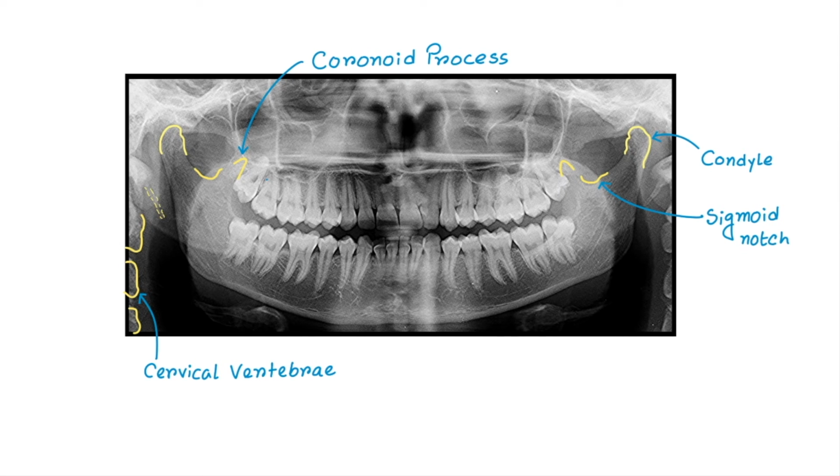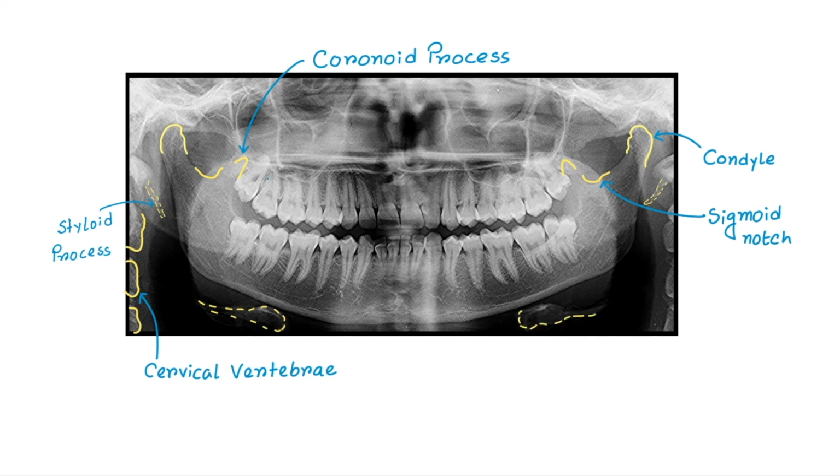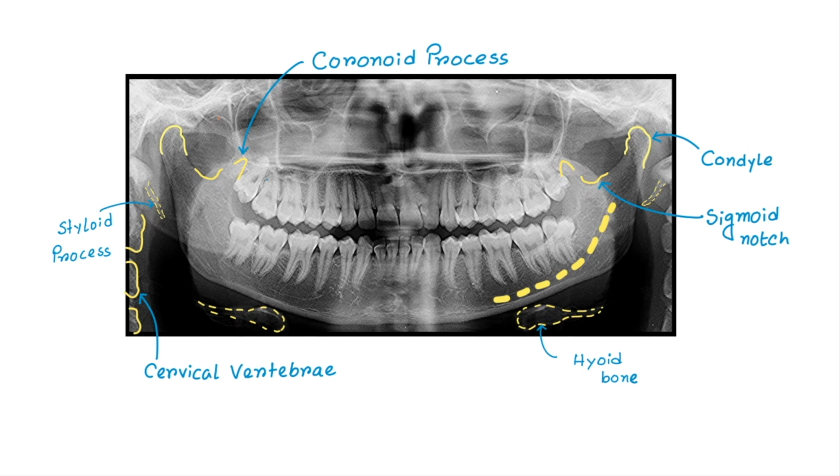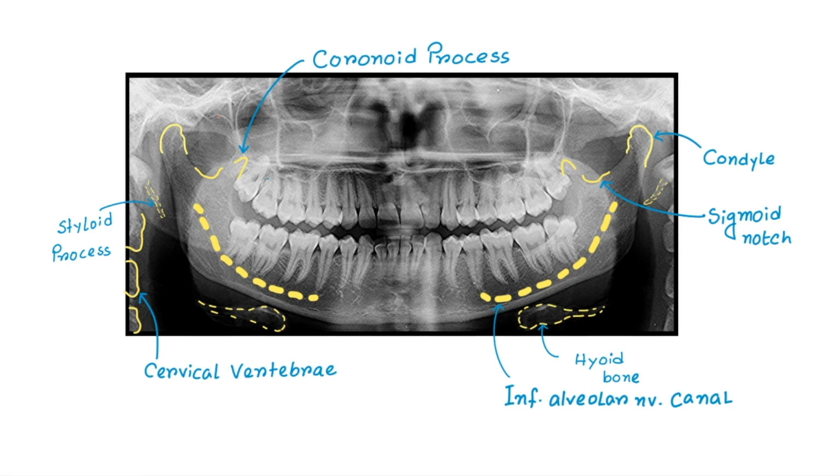Here you can see a bony process. This is the styloid process. And here, this is the impression of the hyoid bone. Now here you can see a radiolucent bony canal present bilaterally. This is the inferior alveolar nerve canal. And this small round radiolucency just apical to the second premolar is the mental foramen.